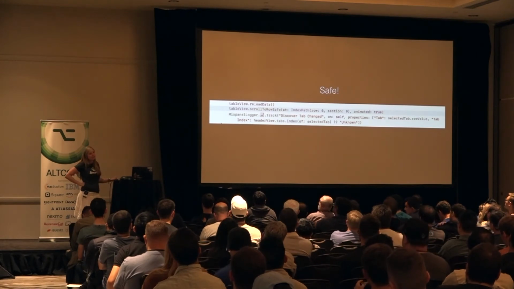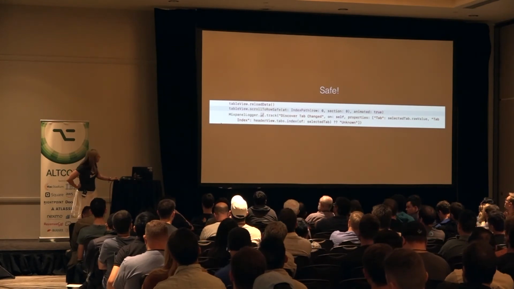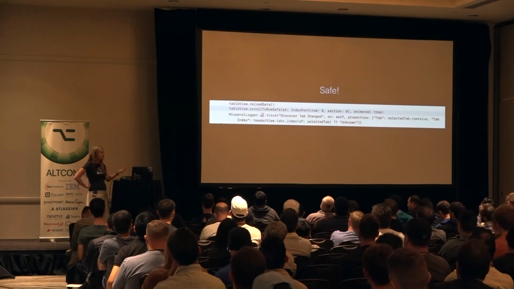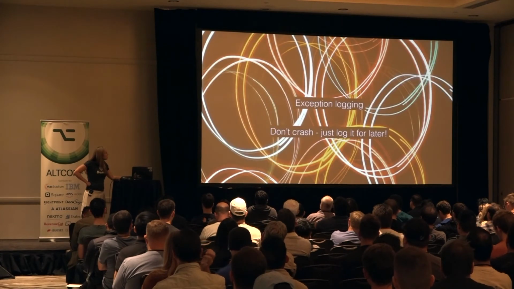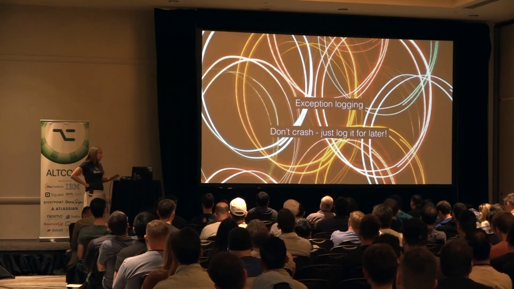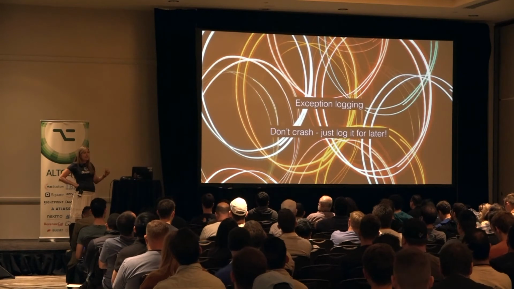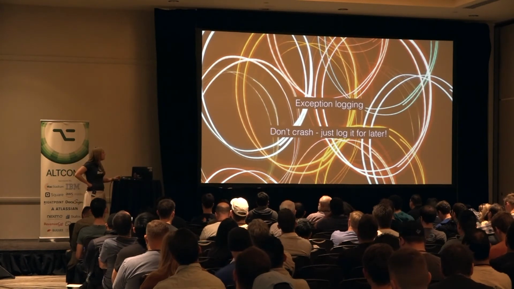That'll do the check if the index path actually exists, and then it'll scroll to it. Otherwise, this does nothing, which is fine because the table's empty. There's nothing to scroll to. So that's an example of looking at a stack trace and using that for debugging.